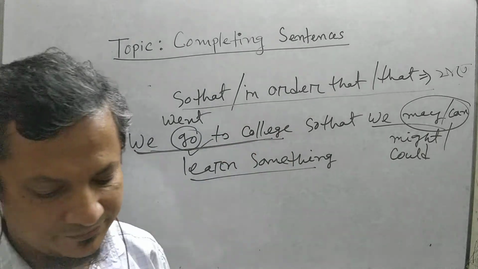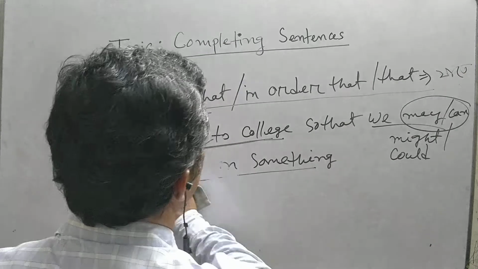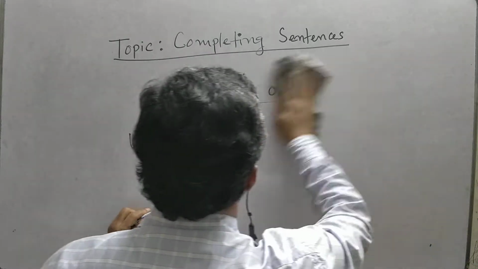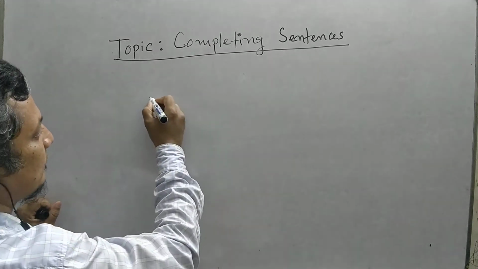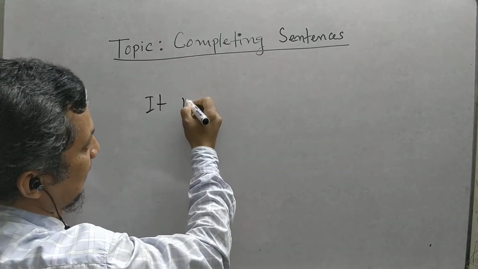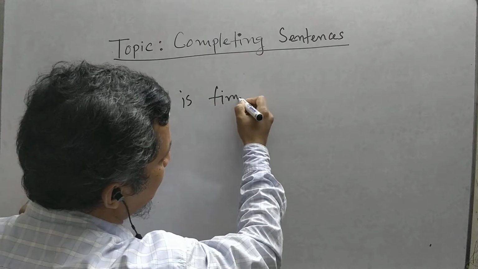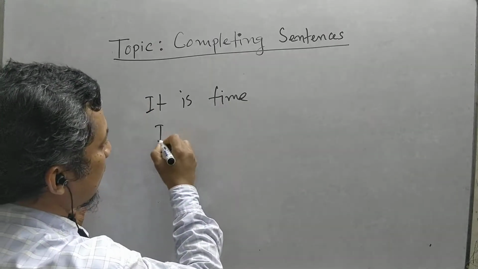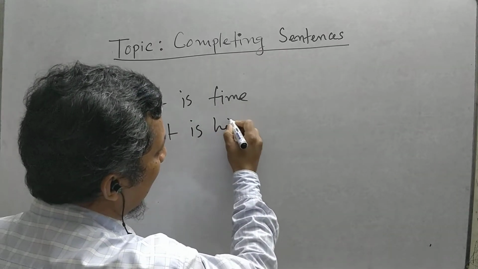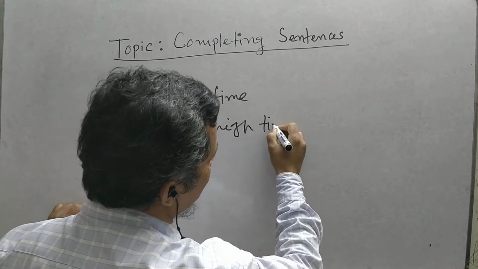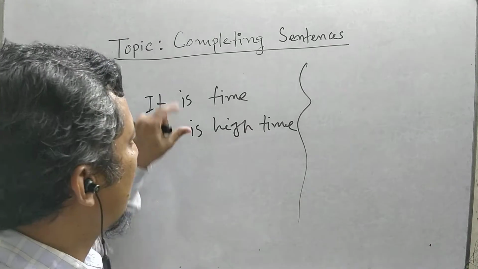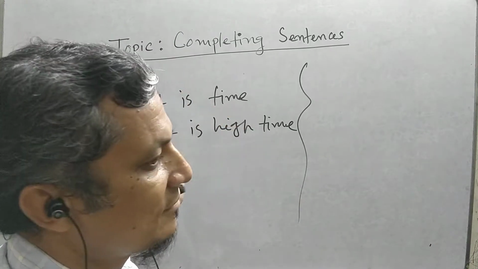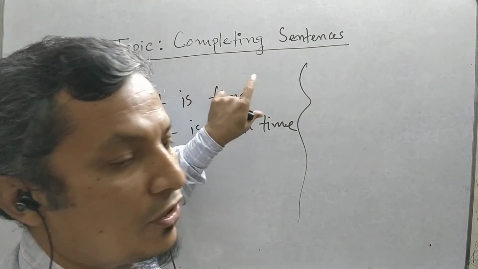Okay, my dear students. Now I will share another rule, that is, "it is time" or "it is high time". High time. What is the Bangla meaning of this? The Bangla meaning is "উপযুক্ত সময়" or "সঠিক সময়".